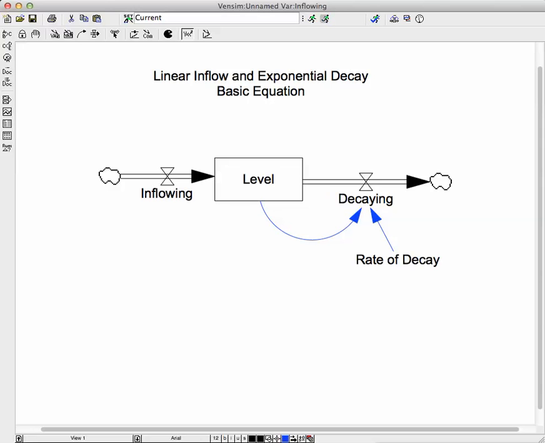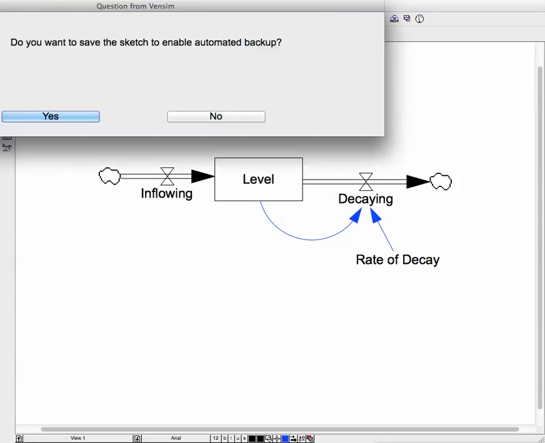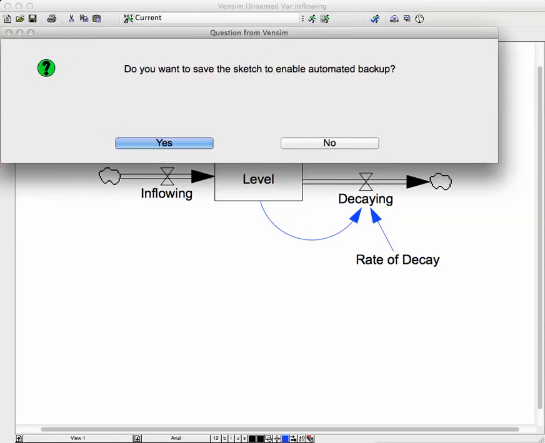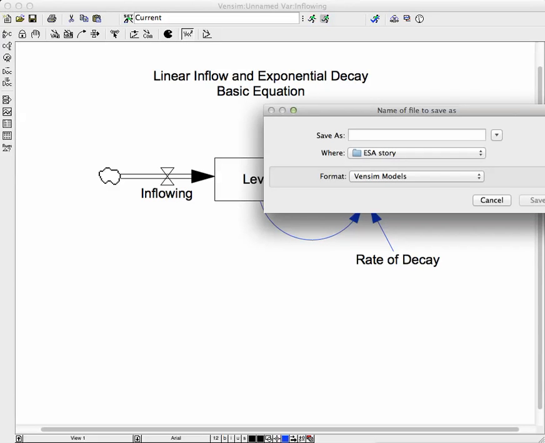Okay, so we've got a model put together here, but we need to do one more thing. We need to check the model settings. And we want to save this sketch, so we're going to give it a name. Linear and exponential decay.